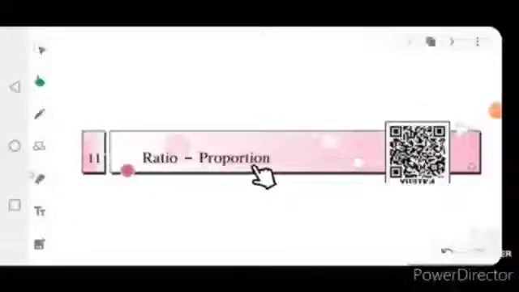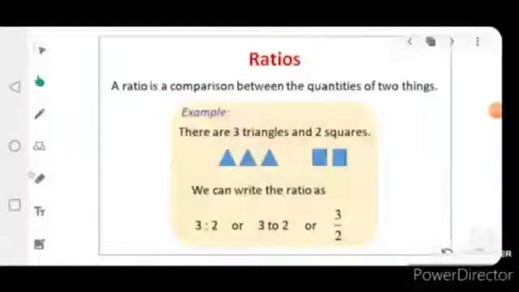What is the name of our new lesson? Ratio and proportion. So students, let's learn about the ratios first, and then afterwards we are going to learn about the proportions. A ratio is a comparison between the quantities of two things. Whenever you want to compare two things, we must compare them in a ratio.